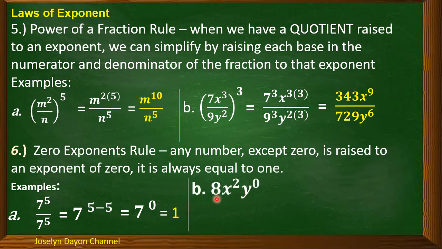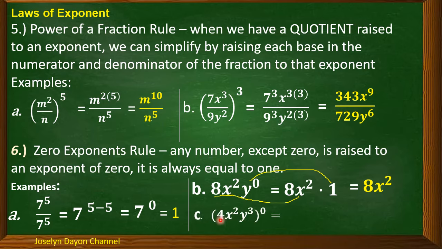Another example, 8x squared, y to the power of 0. In here, y to the power of 0 is equal to 1, so we'll just multiply. Just copy 8x squared, and y to the power of 0 is equal to 1, so we will multiply 8x squared times 1, and that is equal to 8x squared. Next, quantity of 4x squared y cubed to the power of 0, and of course that is equal to 1.